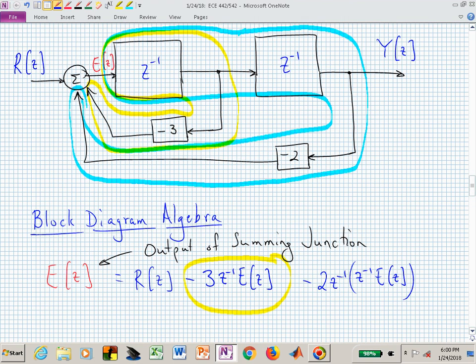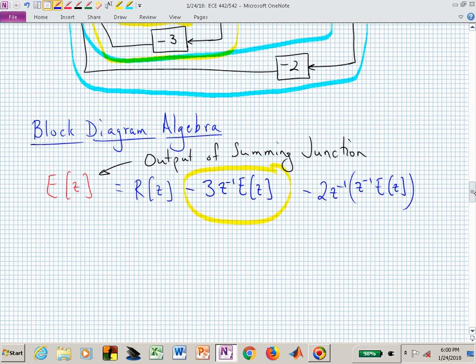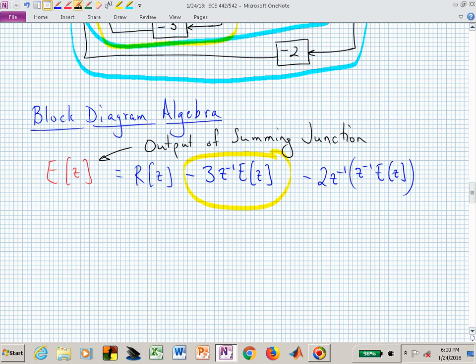Are we comfortable with where this one equation came from? We're simply setting the output of the summing junction equal to all of the inputs. And this will allow us now to actually solve for E of z. Let me write this as E of z is equal to R of z minus 3z to the minus 1 E of z minus 2 z to the minus 2 E of z.